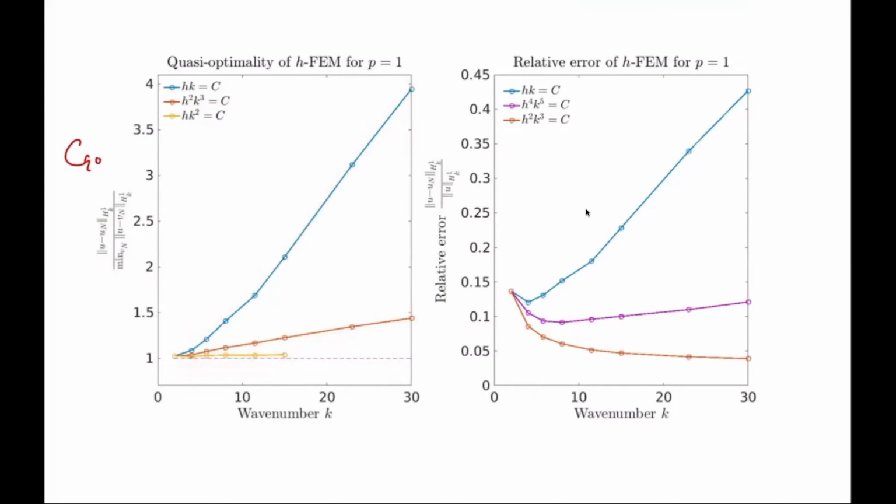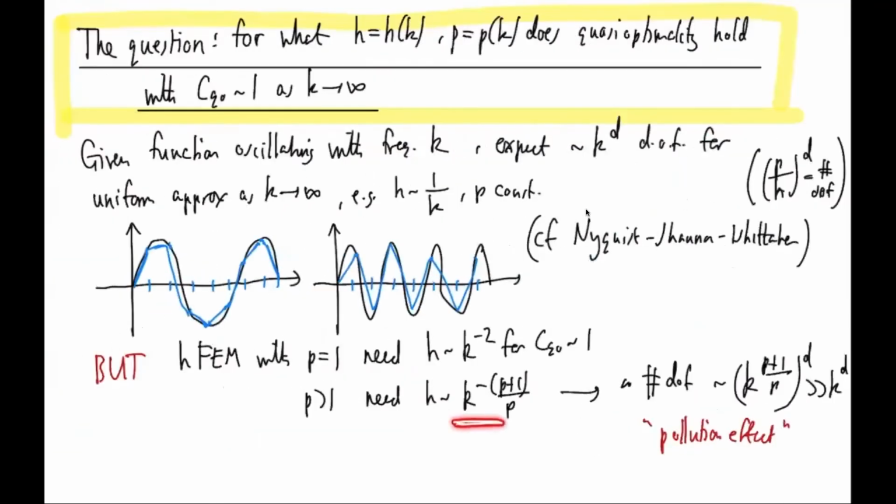So my answer was ultimately incorrect. Yes, the correct answer is 1 over k squared when p is 1, when the polynomial degree is 1. It gets closer to 1 over k as p increases, following this rule here.